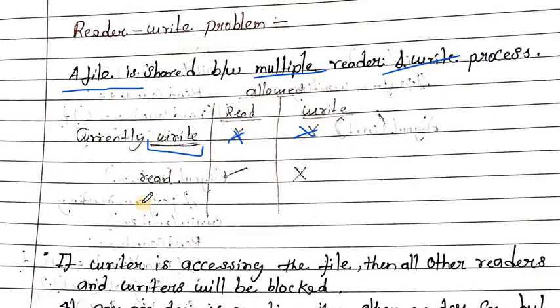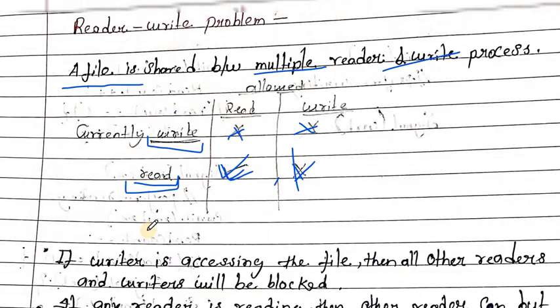But when anyone is reading the files, then at that time reading is allowed, but writing is not allowed. This is the reader-writer problem. When anyone is writing in the file, then reading and writing are both blocked. But when anyone is reading the file, then reading is allowed, but writing is not allowed at that time.